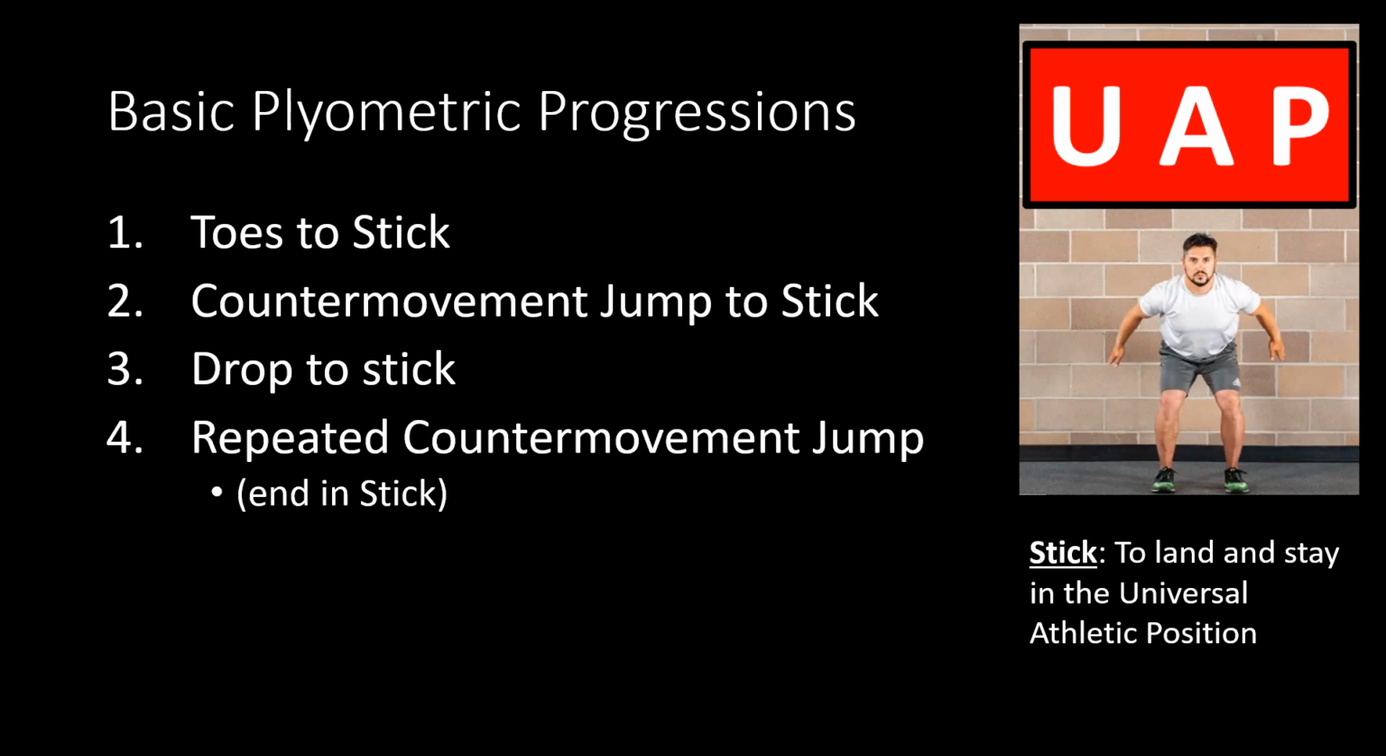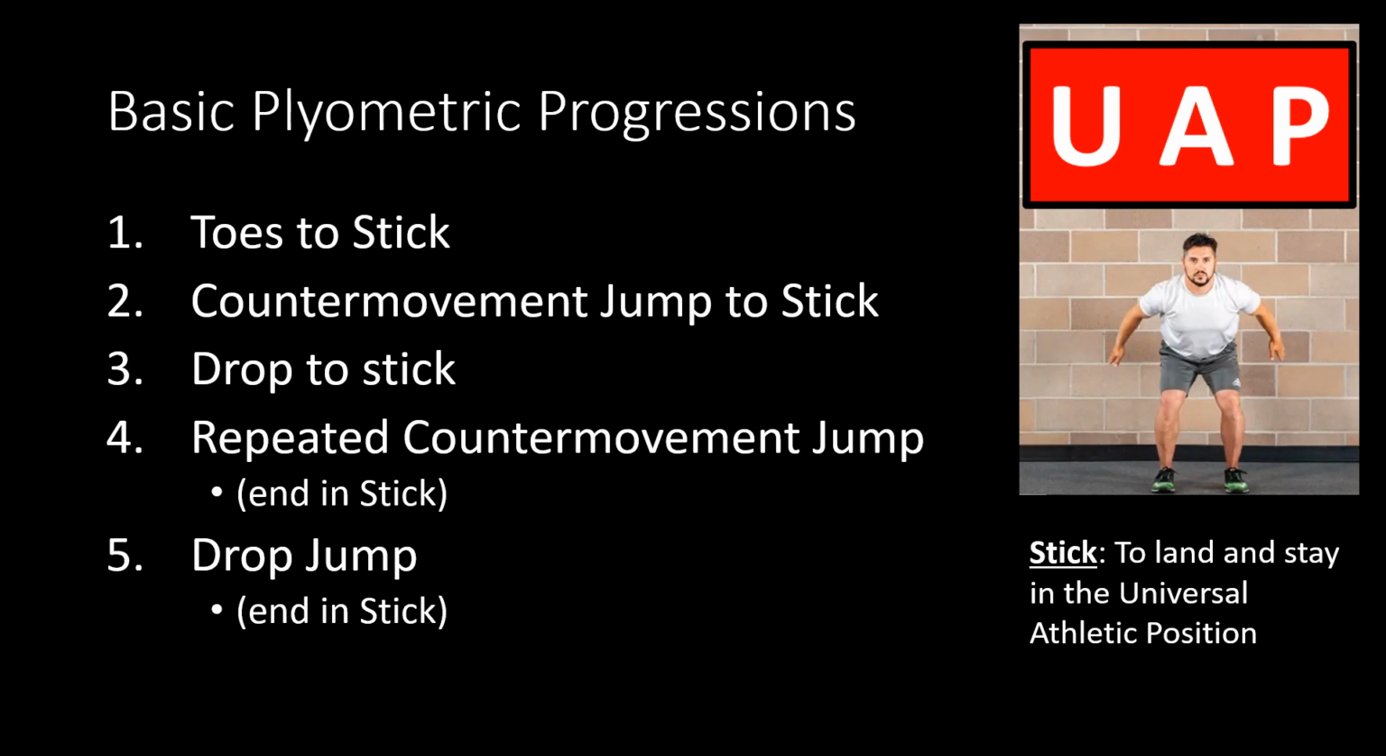So now we have to load the athletic position, jump, so produce force, absorb force, and then reproduce force. This is where we really move into true plyometrics, where we're repeating these counter movement jumps. So maybe we're doing 3 jumps and we end in a stick. We're cueing throughout that time to use the universal athletic position to load and then explode out of that position.